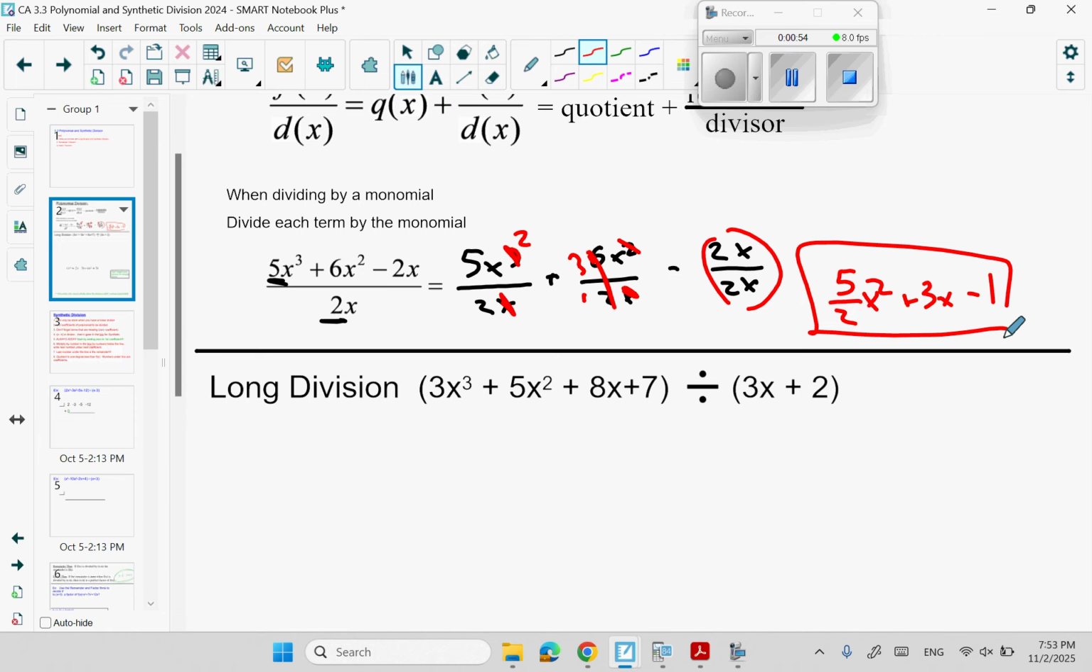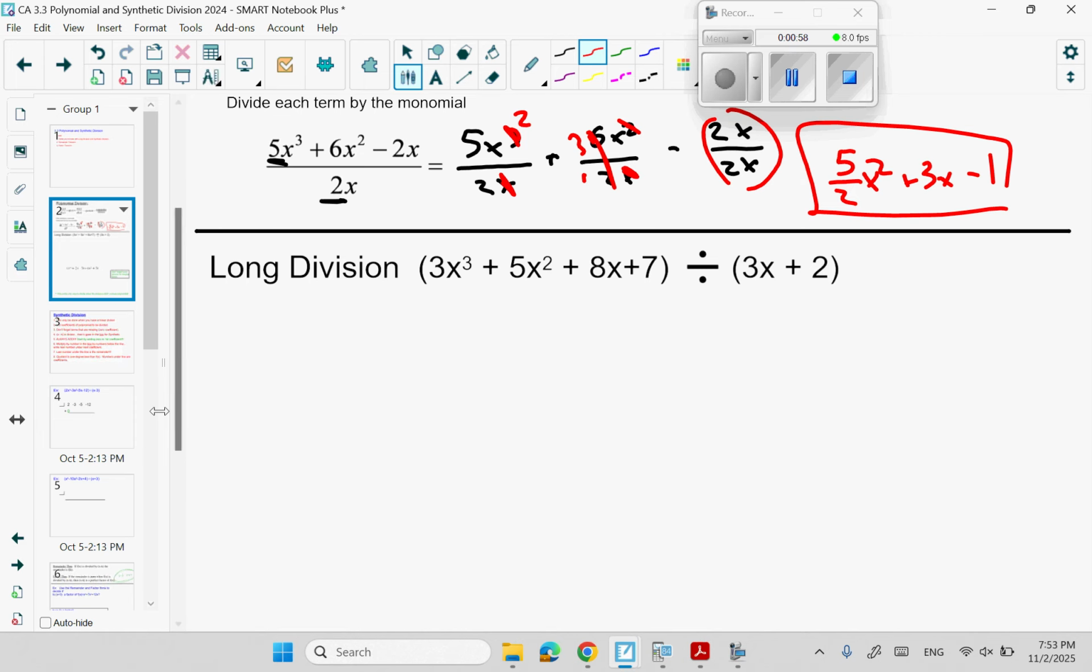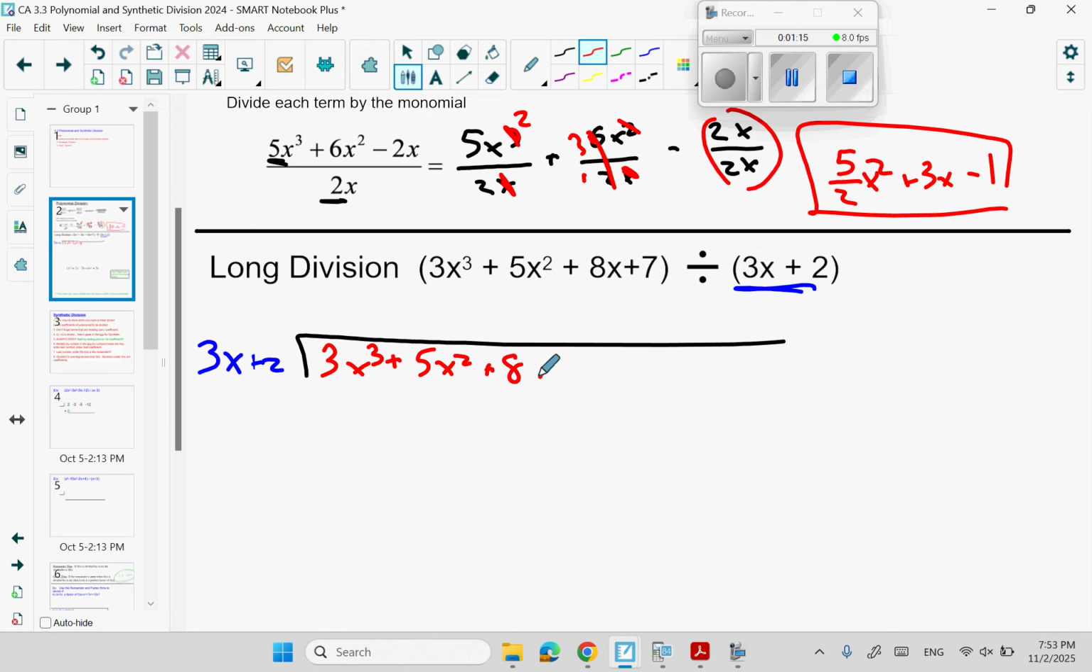Unfortunately, sometimes you can't do that because you have some other things going on. So the first thing we can do is long division, where my divisor goes on the outside and whatever I'm dividing goes on the inside. So I would get 3x cubed plus 5x squared plus 8x plus 7. And I just do what long division would look like normally.